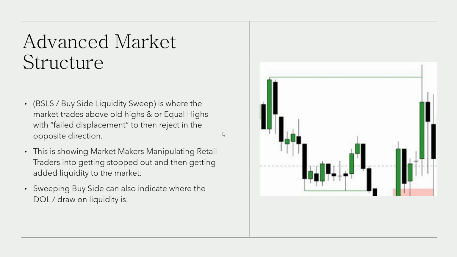Advanced market structure. So a buy-side liquidity sweep, also known as a BSLS, is where the market trades above old highs and or equal highs with failed displacement to then reject in the opposite direction. This is showing market makers manipulating retail traders into getting stopped out and then getting added liquidity to the market. Sweeping buy side can also indicate where the draw on liquidity is going to be.